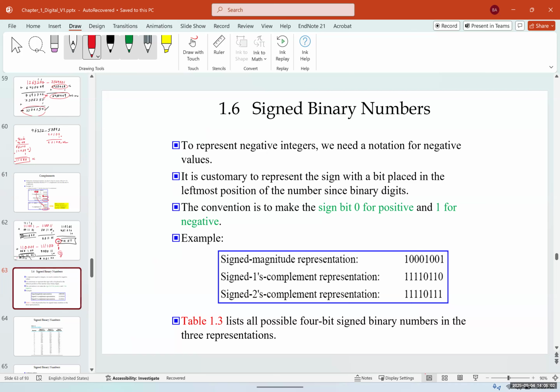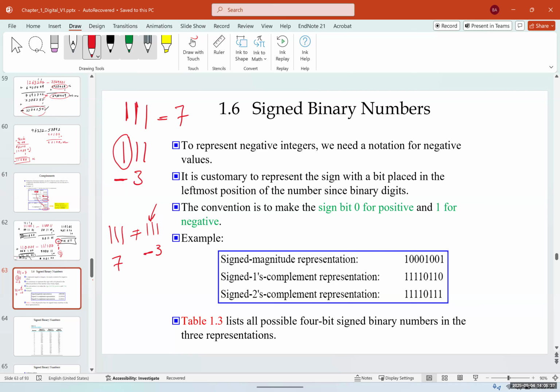If I have a number like 1111, if this is a number, this would be equal to 15. But if I have a sign bit and I have 111, then the first one is the sign for negative, and 11 is equal to 3. So these two numbers are not equal if this one is a signed number. This one is equal to 15, this one is equal to negative 3. We would usually mention that this is a binary signed number, okay?